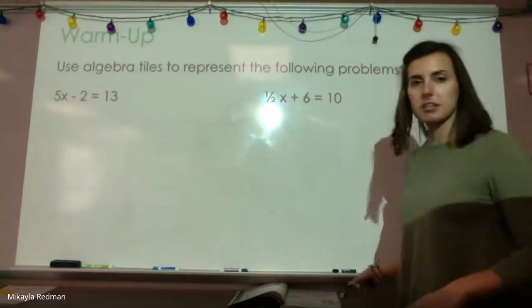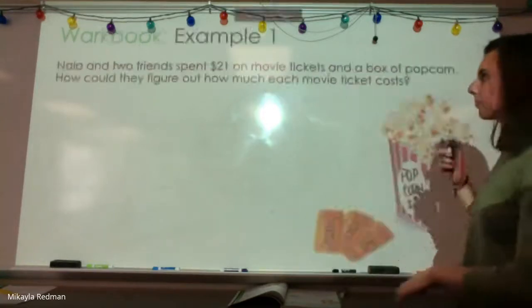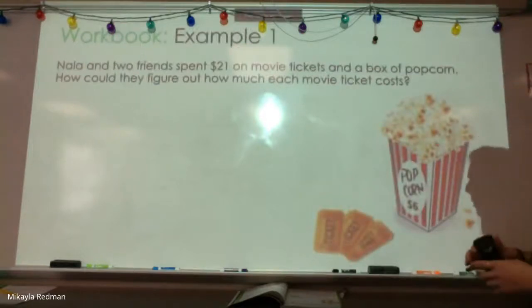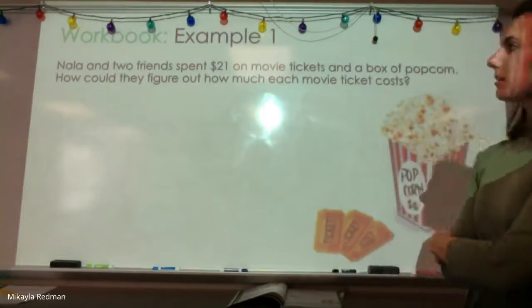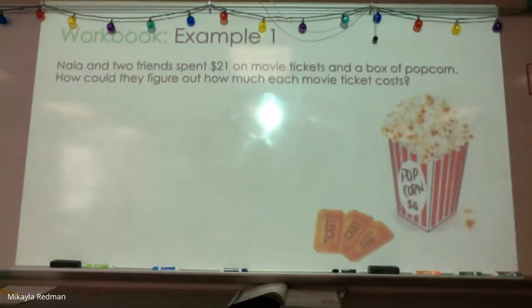All right, so let's look at some word problems now. So this is example 1 in your workbook, on page 270. It says Nayla and 2 friends spent $21 on movie tickets and a box of popcorn. How could they figure out how much each movie ticket cost?